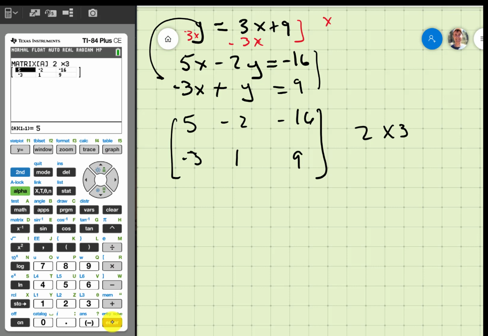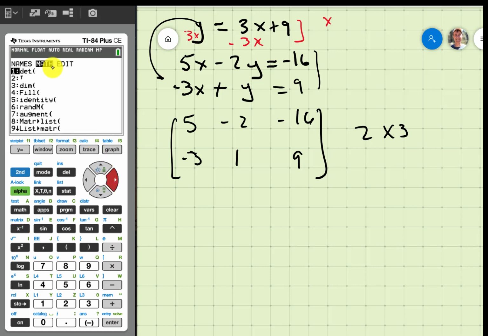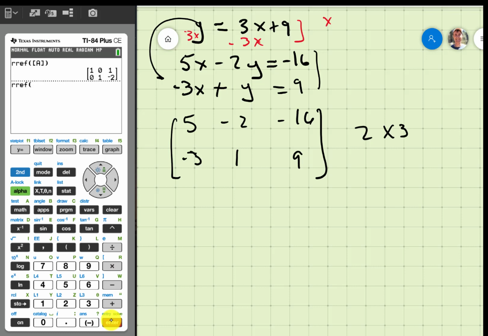So I'm going to quit the editing mode. So I go second mode to quit. So I'm going to second matrix. And I need to tell it to do the ref command, and that's under the math menu. And I'm going to arrow down until I find it. And remember, it's an item B. Enter. That puts it on the home screen. And I'm going to go to second matrix and tell it, okay, load in matrix A. Close the parenthesis, hit enter.